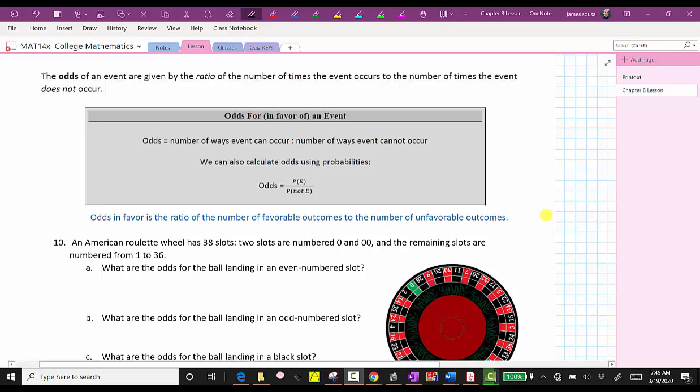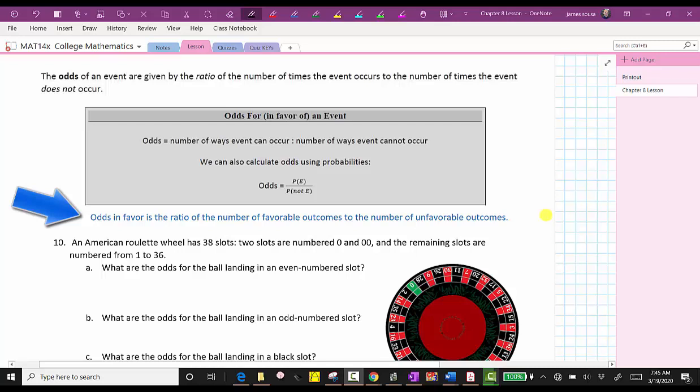In this lesson, we will be talking about the odds of an event. The odds of an event are given by the ratio of the number of times the event occurs to the number of times the event does not occur. Or we can say the odds in favor of an event is equal to the ratio of the number of favorable outcomes to the number of unfavorable outcomes.